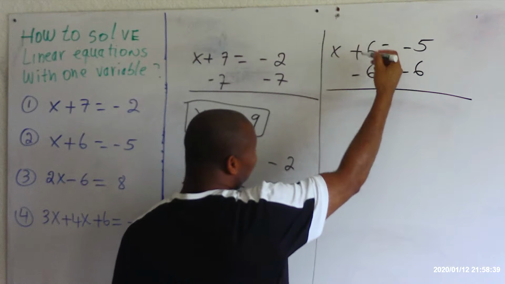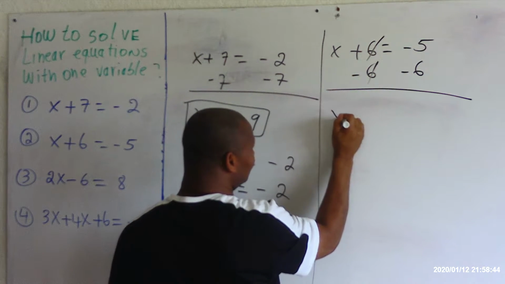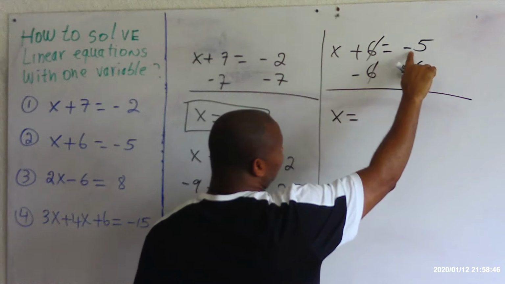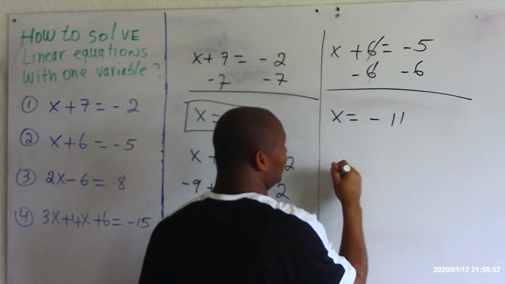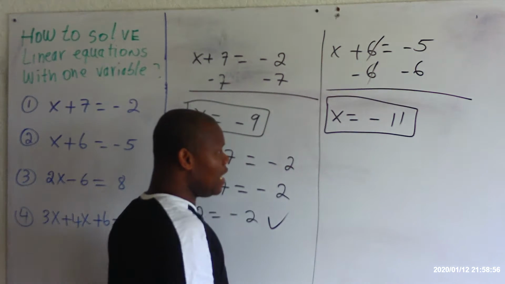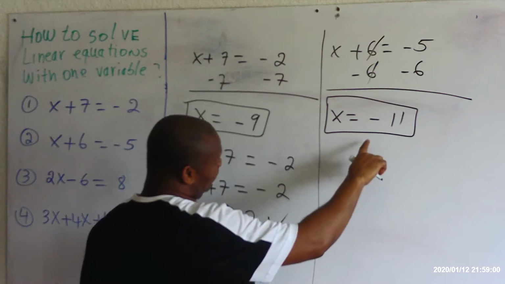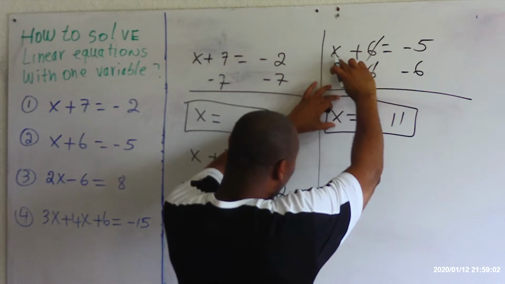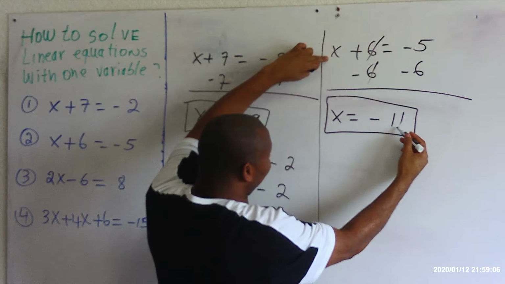So positive 6, negative 6 is cancelled. Bring down x. So negative 5, negative 6, that's going to give us negative 11. Okay, negative 11 is the answer. Now it's time to verify our answer. Okay, let's verify this. We're going to replace this x by negative 11. You see that? This x by negative 11.